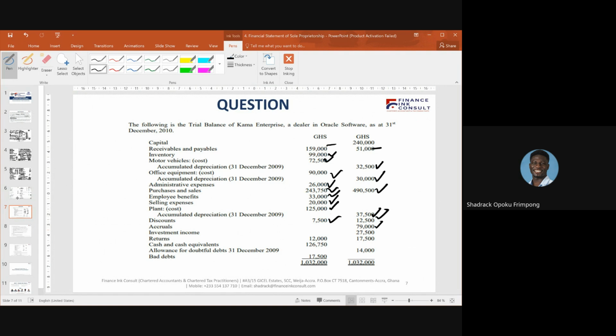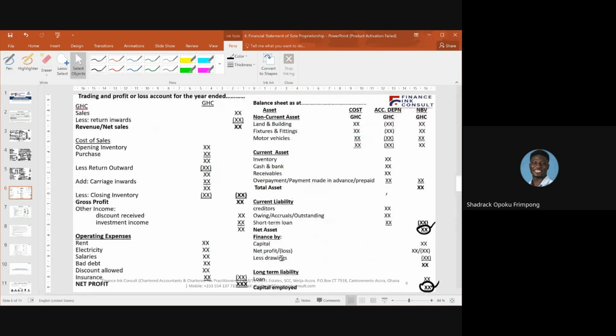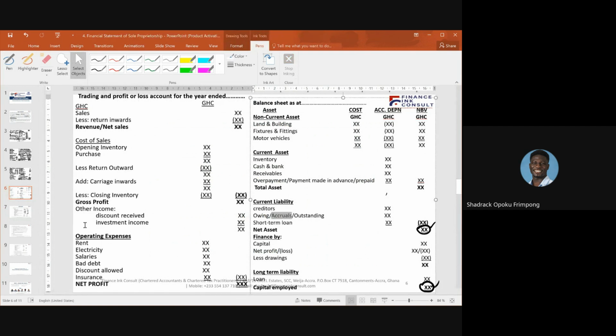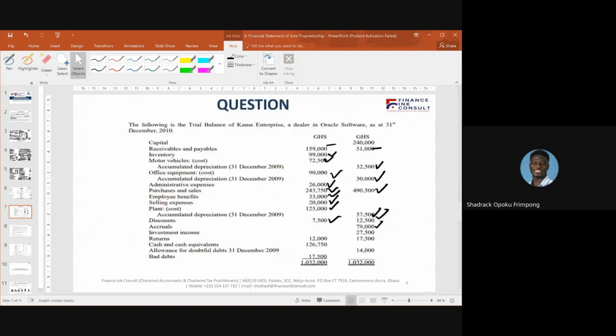Remember accruals. Then we have investment income. So we are seeing some of our other income. No, sorry, these are investment income. Then we have returns. We have 1 and 2.